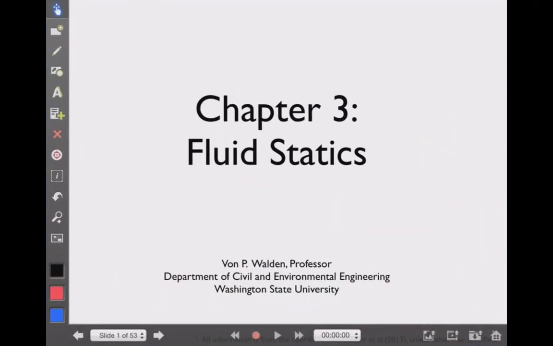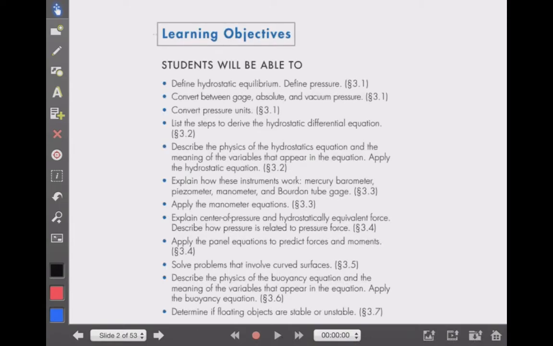Okay, we're back with Chapter 3, Fluid Statics. This section is going to cover Section 3.6 on buoyant forces and the buoyancy equation. So we're going to describe the physics of the buoyancy equation and the meaning of the variables that appear in the equation. This is actually a pretty simple section. It's not going to take us too long, but it's a very powerful concept.